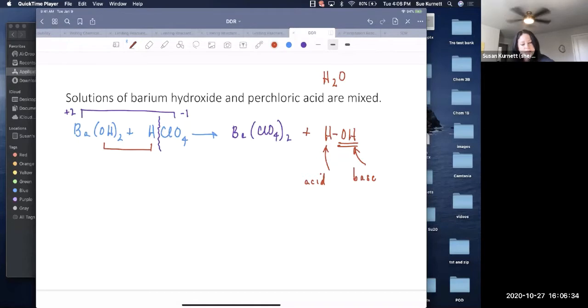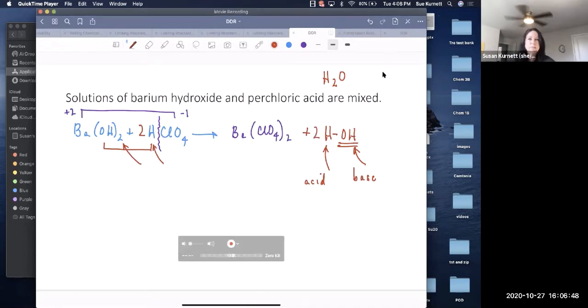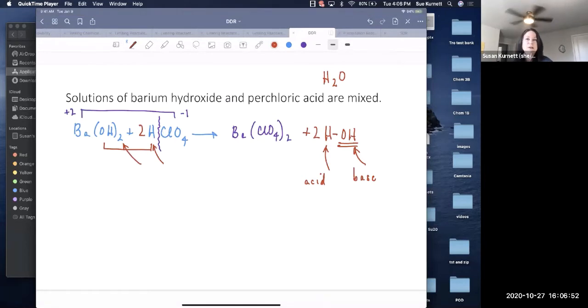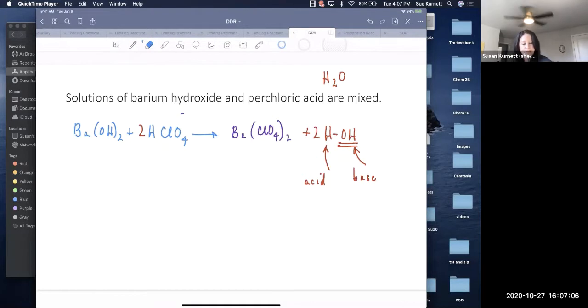Well, barium hydroxide could make 2 waters because it has 2 hydroxides. But perchloric acid just has 1 hydrogen. If I have 2 hydrogens, I can make 2 waters. So for an acid-base reaction, I always start by looking at the acid and the base and saying, what is the lowest common multiple? How many waters could I make? And then I remember that water has 2 kinds of hydrogens, the hydrogens that came from the acid and the hydrogens that came from the base. Once I do that, the salt just works out.